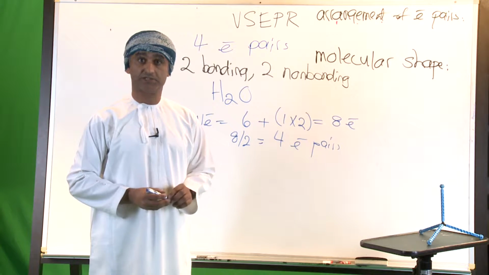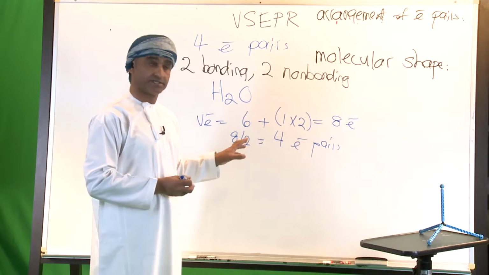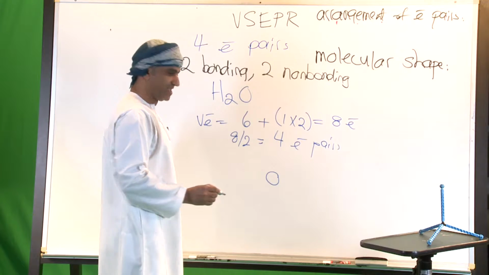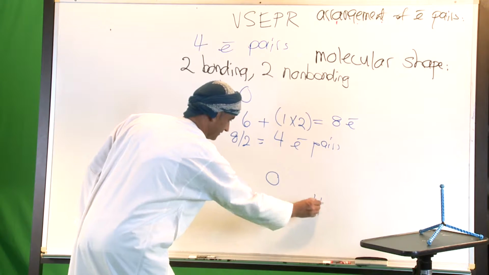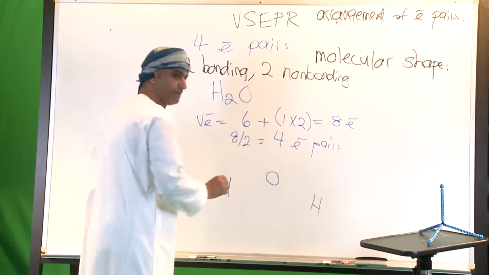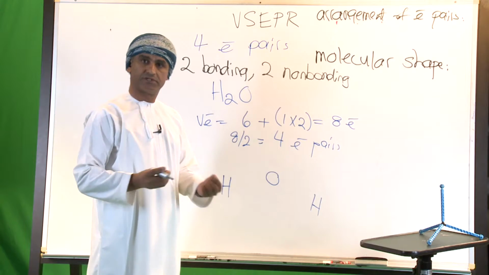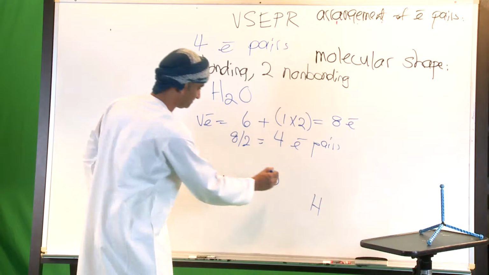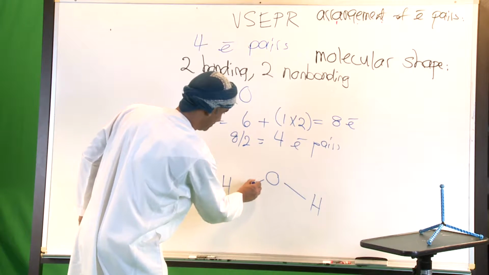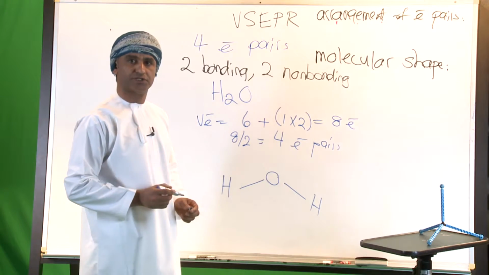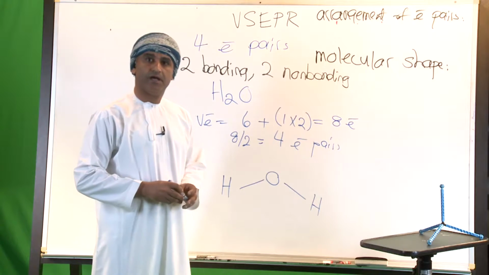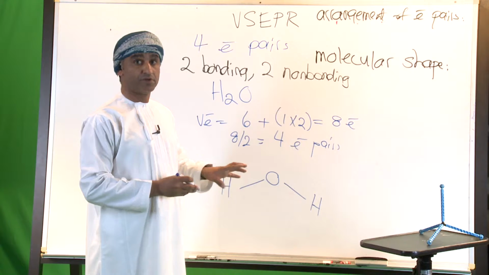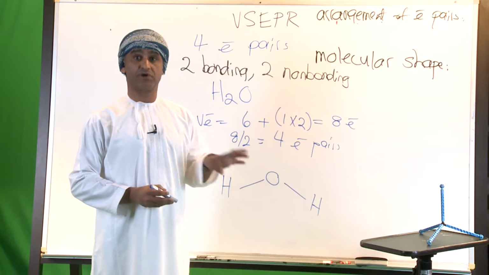To draw a Lewis structure, we need first to draw the central atom, which is oxygen. So that's oxygen. And the surrounding hydrogen atoms, so that's 1, and that is 2. And then you draw single bonds between the central atom and the surrounding atoms. So that's the oxygen-hydrogen bond, and that's the other oxygen-hydrogen bond.